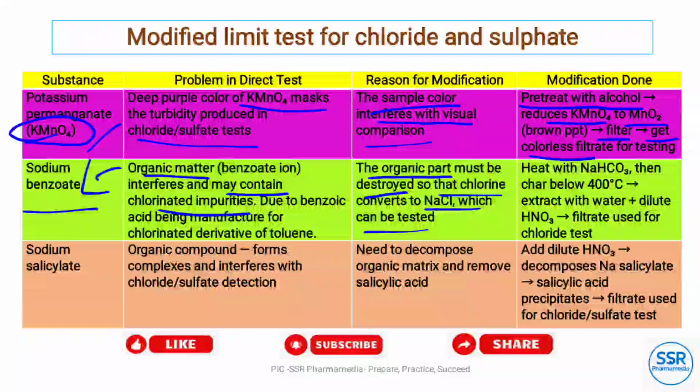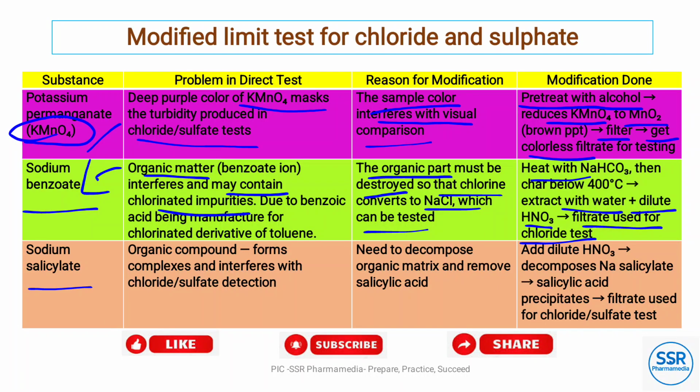The modification: heat with sodium bicarbonate, then char below 400 degrees Celsius, extract with water, and add dilute nitric acid. It forms a precipitate of benzoic acid, which is filtered and removed, and the filtrate is used for the limit test for chloride.